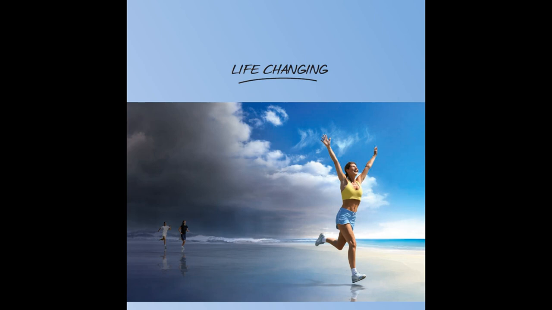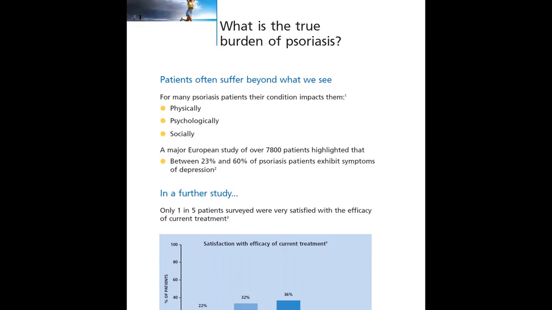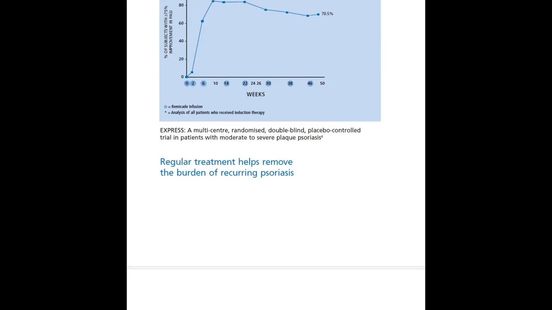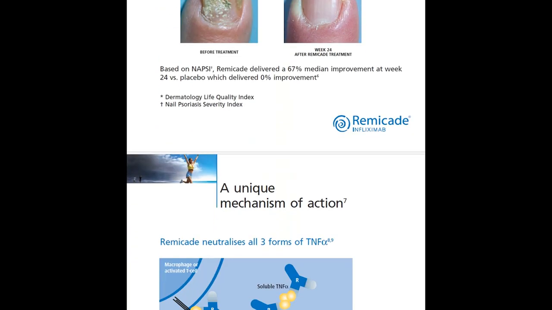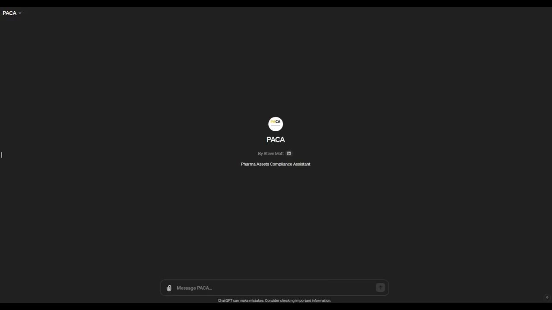Okay, for this example demonstration of Paca, we're going to use this Remicade detail aid from 2005, and it'll just run through the text and check that it's compliant with the code of practice.